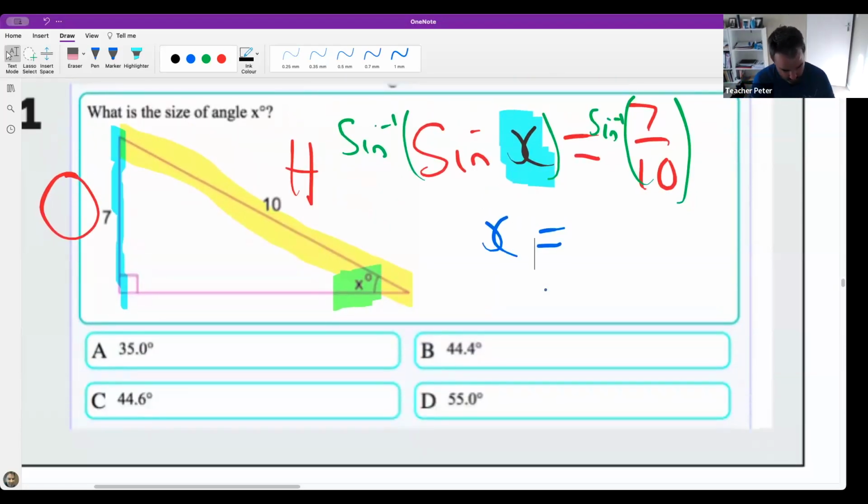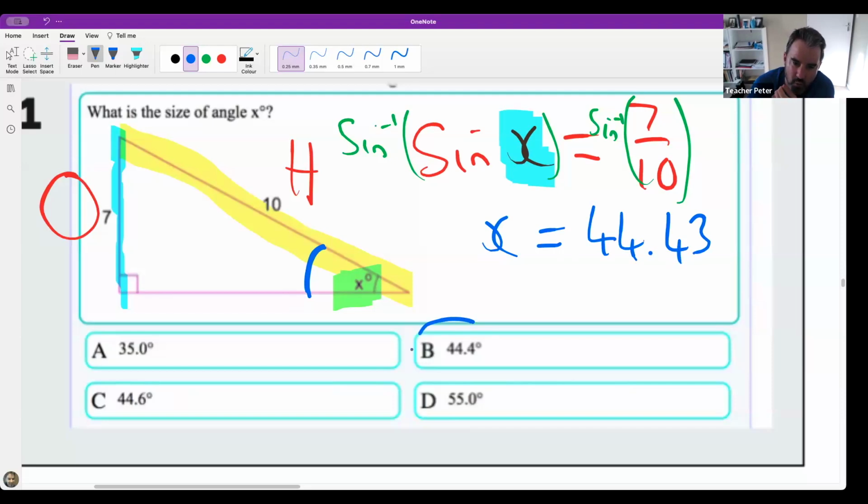So I'm going to do it with you. I go shift sine fraction button 7 over 10 close. And what option are you guys choosing for your correct answer? How big do you think this angle is over here? I'm getting 44.43. And so 44.43, the correct option has to be B. This is close, but no cigar.